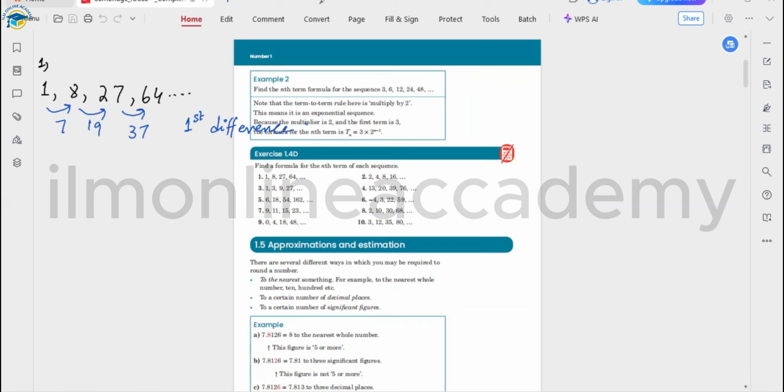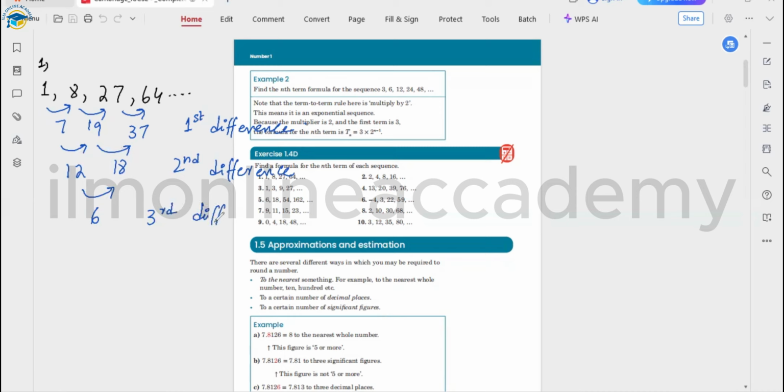As the first difference is not similar, we will be going on with the second difference. For this, we need to subtract 19 and 7, so that will be 12. From 37, now we need to subtract 19, the previous number, and it's coming 18. So this is your second difference. As the second difference is not similar, we need to move towards the third difference. From 18, we need to subtract 12, and that will be 6. So this is the third difference.